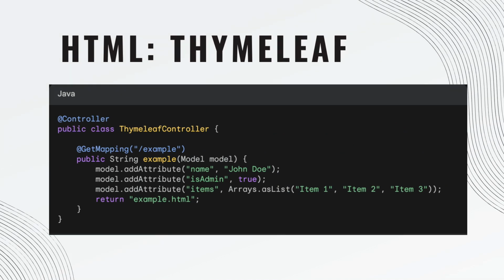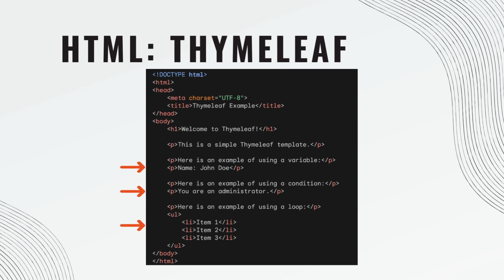So we have the controller annotation, we have the get mapping, we have a method. None of these things should be surprising, but we pass in a model, which is an HTML template. We then add the attributes to it, saying name is going to be John Doe, isAdmin is going to be true, and items will be an array list of strings. And then we return the example.html. This would be a file living in your project directory. And then when it gets sent back to the client, it has the actual name of John Doe, it prints out you are an administrator, and it has the list of items in our unordered list.